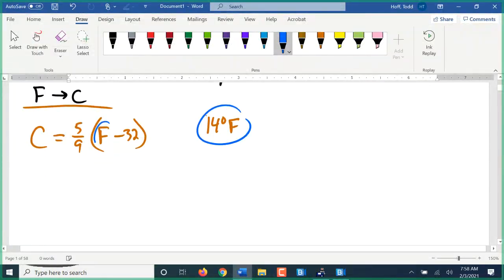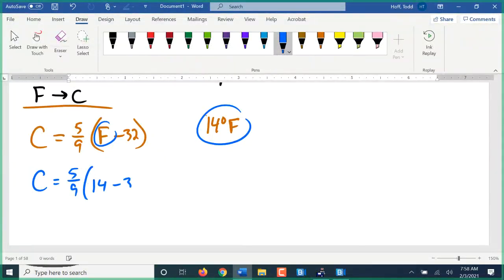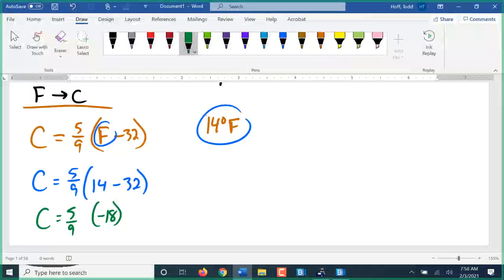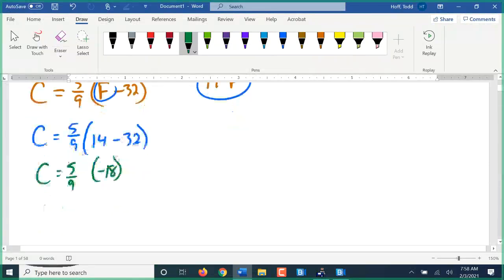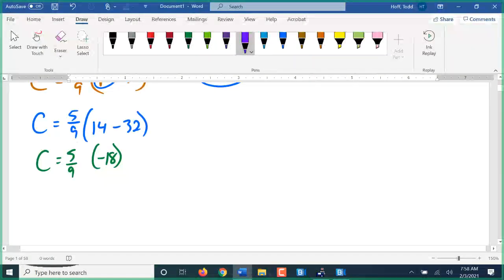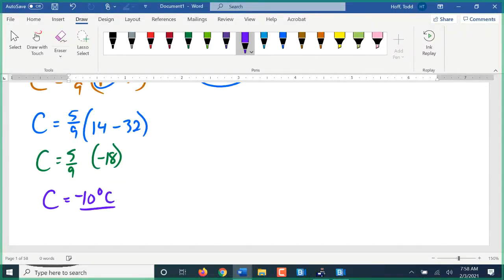So we put that in here for F. 14 minus 32 is going to give us negative 18. Now I'm going to keep the parentheses in there, not because I need them as an enclosing symbol, but because that's a negative number. I need that negative number isolated so I know it's multiplied here. And then 5 ninths times negative 18 is negative 10. So that 14 degrees Fahrenheit today would be negative 10 degrees Celsius. Sounds even colder.